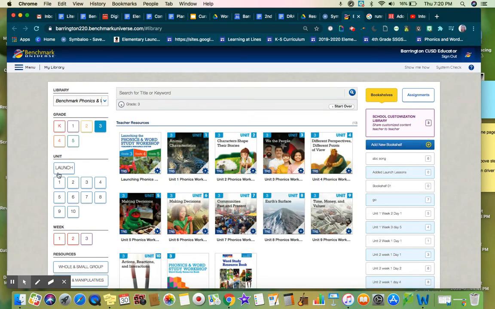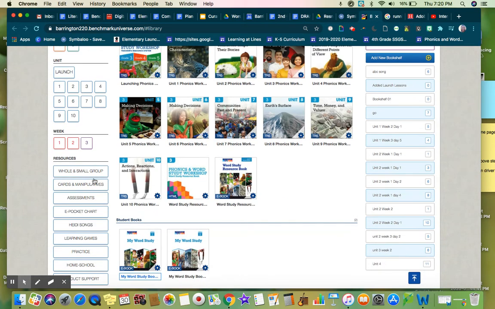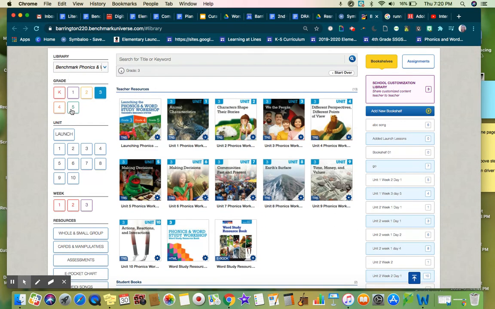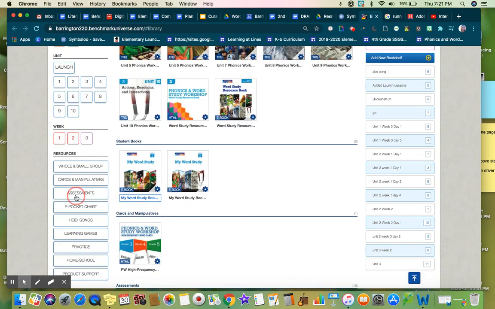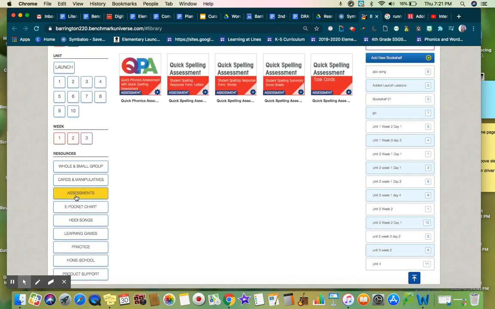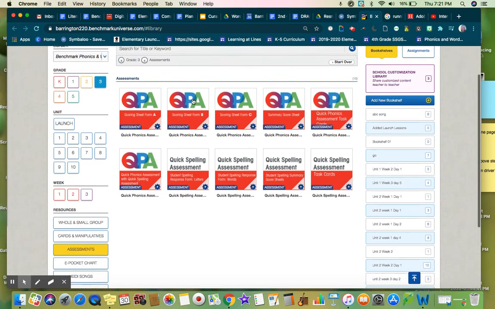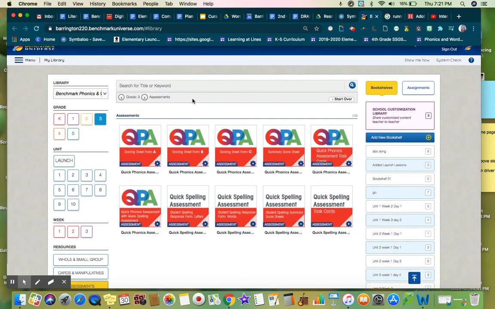The last thing I'd like to take you through is the QSA. So this is where, if you're in third, fourth, or fifth, and you scroll down and click on the assessments tab at the bottom, this would be something that maybe you want to offer your students as a whole group to just see where they're at, maybe as a very introductory assessment.